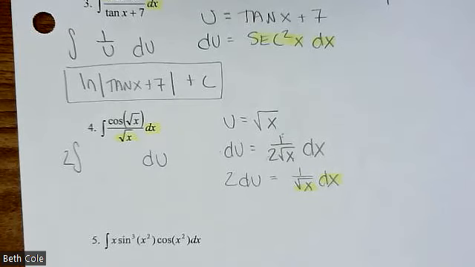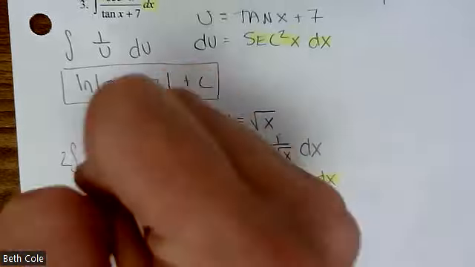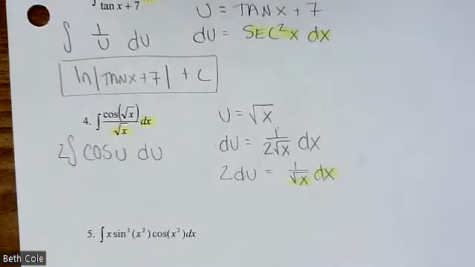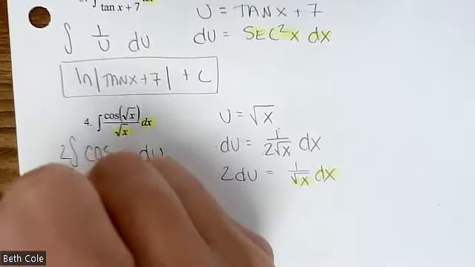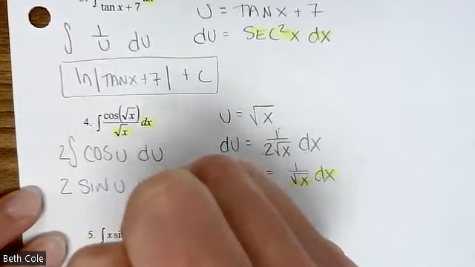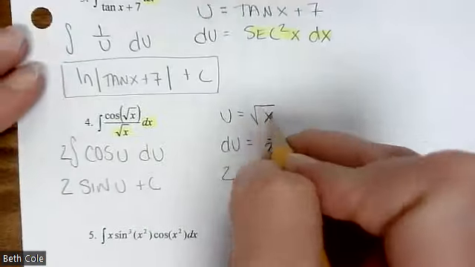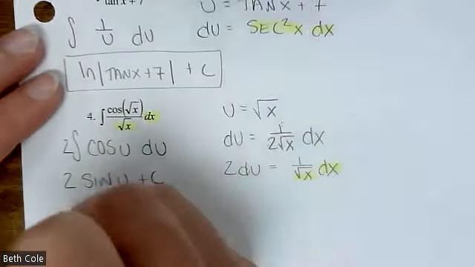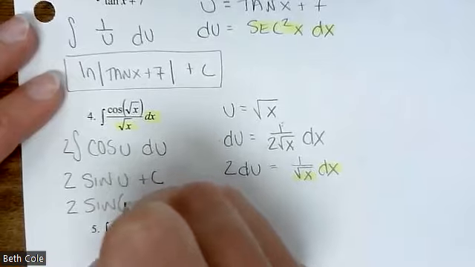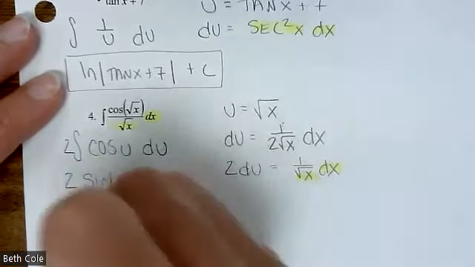So what didn't we highlight? What's still there? Cosine u. Perfect. So you need to come up with a function that if you did the derivative, you would get cosine. Just sine. Derivative of sine is cosine. So it is 2 sine of u plus c. And then what's your last step? Yeah, plug in that stuff for u. So it's 2 sine of square root of x plus c.